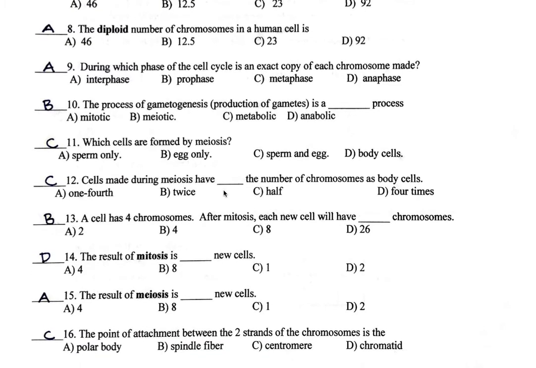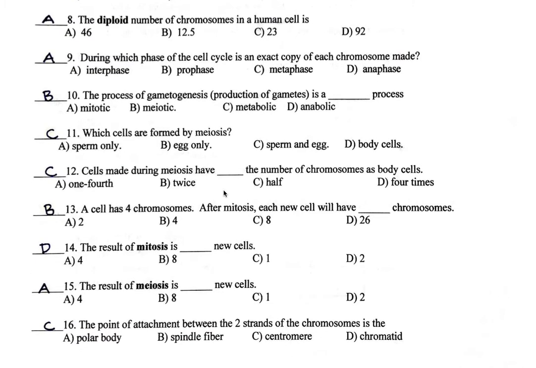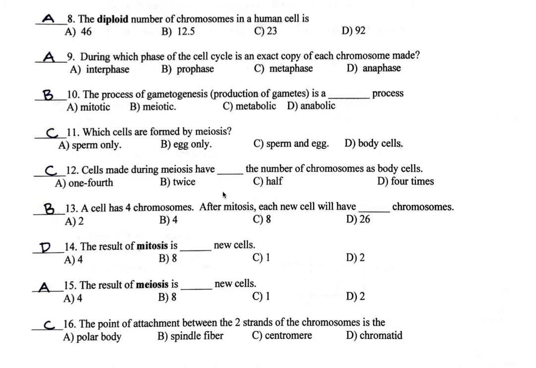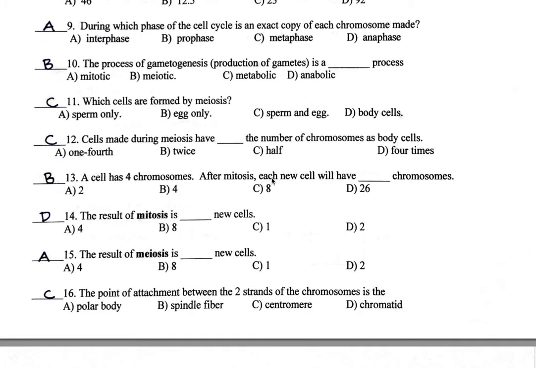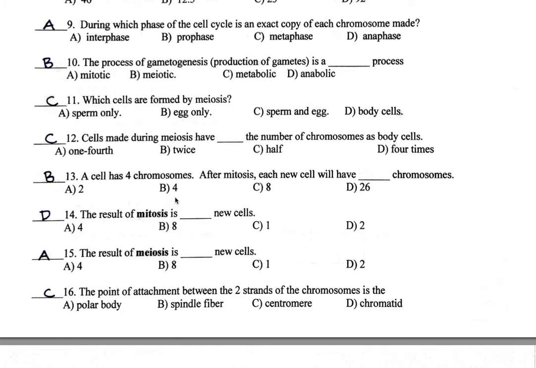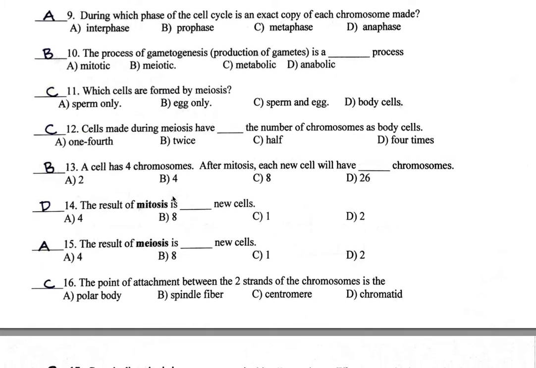Cells made during meiosis have blank the number of chromosomes. Remember, in the beginning they're diploid. At the very end you have 4 haploid cells, which means you have half as many, because you go from 2N to N, half as many chromosomes. Okay. A cell has 4 chromosomes. After mitosis, each new cell will have, it still has 4 chromosomes. The whole point of mitosis, you go from one cell to two daughter cells that are identical to the parent cell. So if the parent cell had 4 chromosomes, your daughter cells still have 4 chromosomes, but you now have 2 cells that have 4 chromosomes.